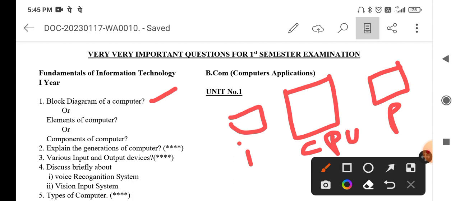After explaining the CPU, you need to explain about the output devices. What is the meaning of output device and what are the different types of output devices? Don't write all output devices here, only write the most commonly used output device, the monitor. That you have to explain for this question.